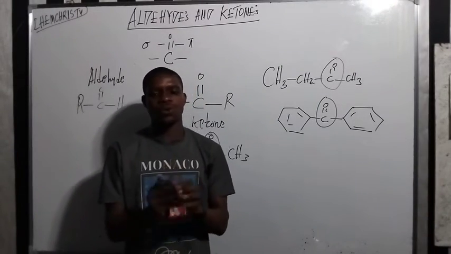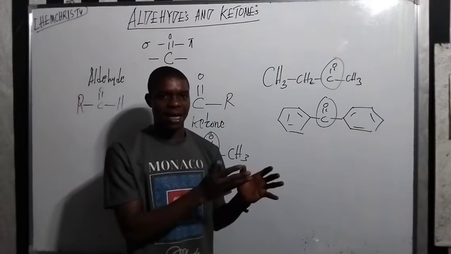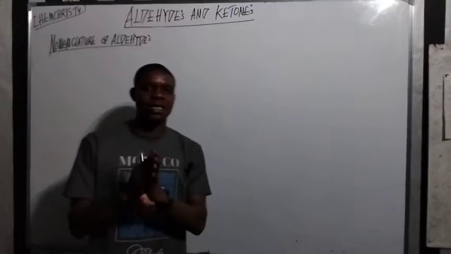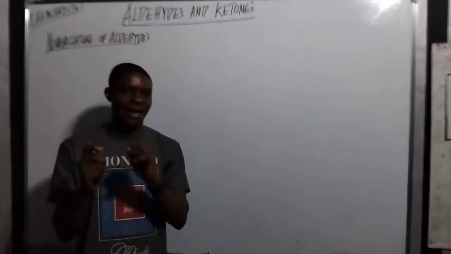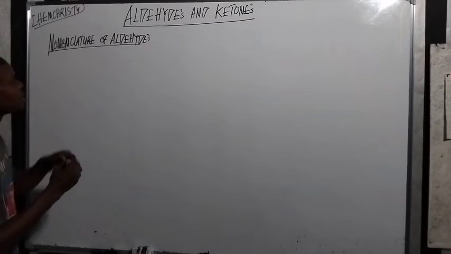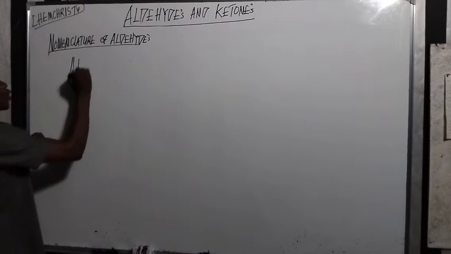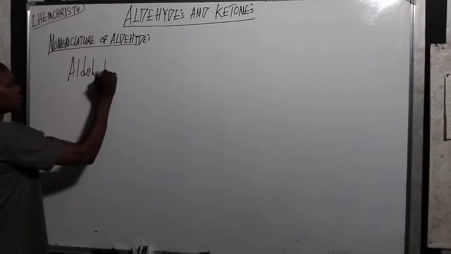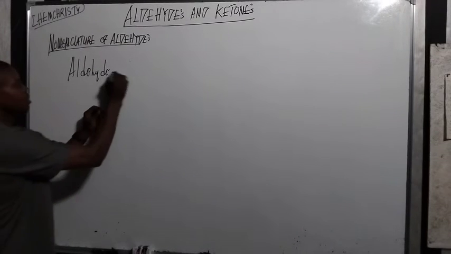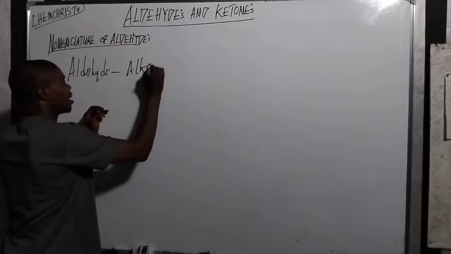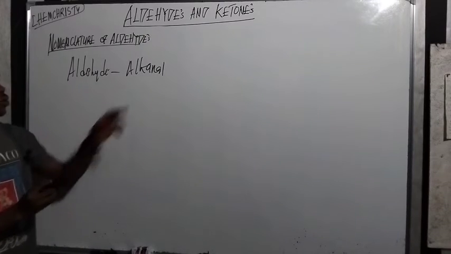But we want to start with the aldehyde. How do you name an aldehyde? That is what we first want to look at. Let's start looking at the nomenclature of the aldehyde. Aldehyde is a common name, and the modern name is alkanal. Do you understand? It's called alkanal.